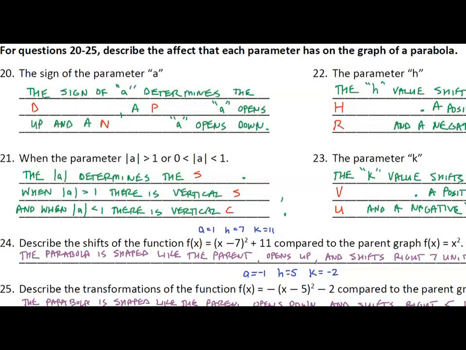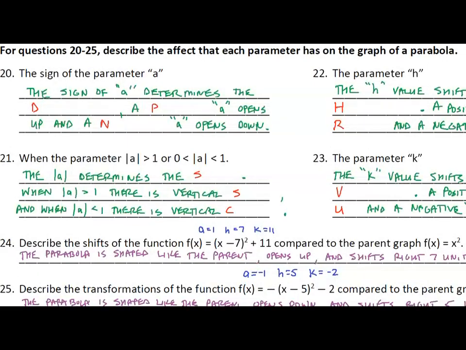Here's the way you work these out. The question is, describe the shifts of the function f of x equals (x minus 7) squared plus 11 compared to the parent graph of f of x equals x squared. So class, the best way to solve these is, this is vertex form. Identify a, h, and k. In this case, a is 1, h is 7, k is 11.